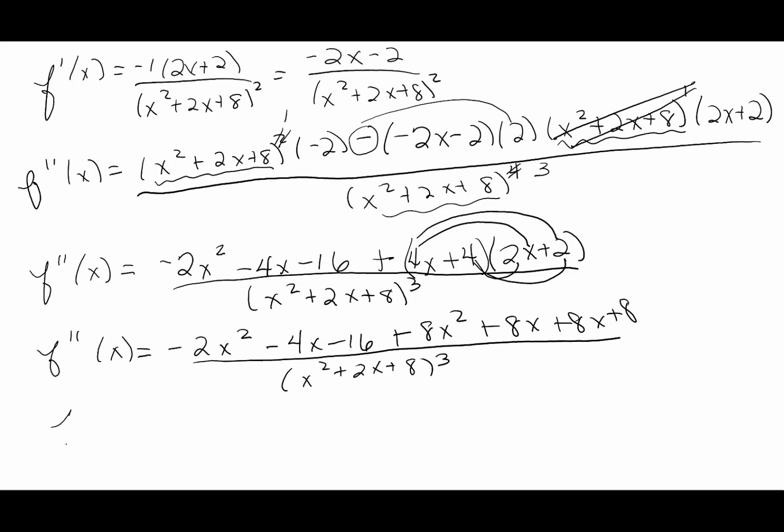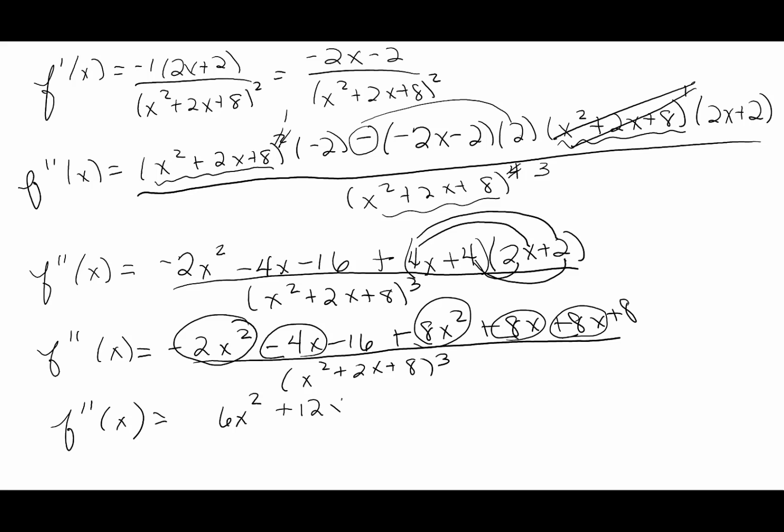So let's look at gathering like terms. I have a -2x squared. I have a positive 8x squared. That gives me 6x squared. I have -4x, but then I have 8x and 8x. So 8 and 8 is 16. 16 minus 4, that's positive 12x. And then at the end, -16 plus 8 is minus 8 over x squared plus 2x plus 8 cubed.